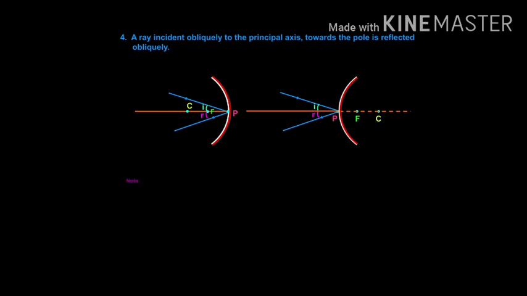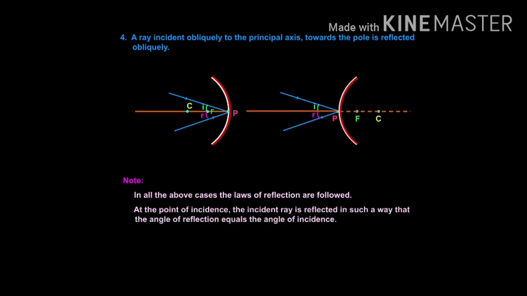Now there are a few points to note: in all the above cases the laws of reflection are followed, as I told you. And now we are ready to learn the image formation by a concave mirror. So in that case we will take the object in different situations, we will apply the laws that we learned earlier, and we will form the image.